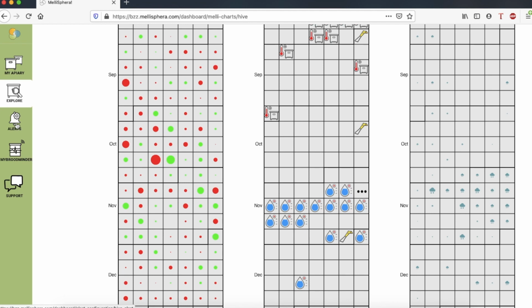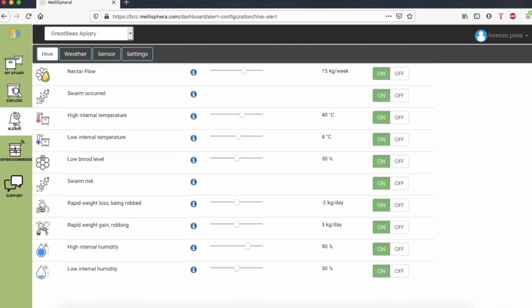Maybe we can change that. You go to alerts. And this is the hive alerts, internal humidity, and I will move it to 95%. Okay, now that we are done setting this alert, we will go back again to explore.